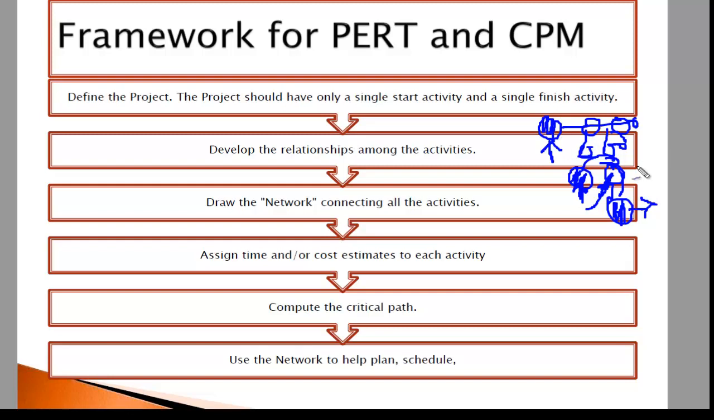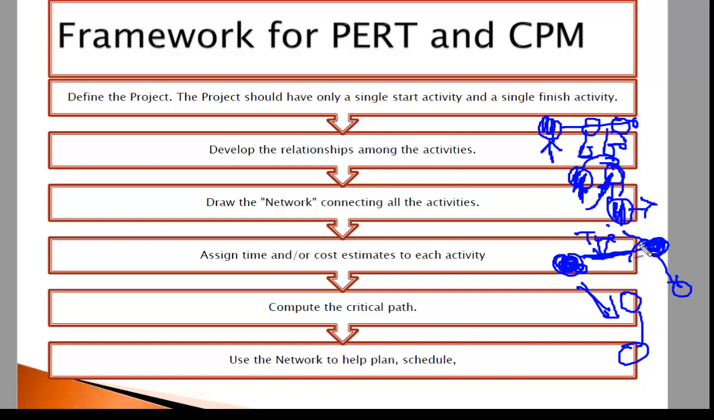Then we draw the network, we put them in a network where we have a flow, and we see which activity is after which activity, and so on and so forth. Then you need to assign these. For example, if I'm going from this activity to this activity, I need to know the cost estimate and time taken in going from this activity to this activity, how much time it will take, and what cost it incurs.